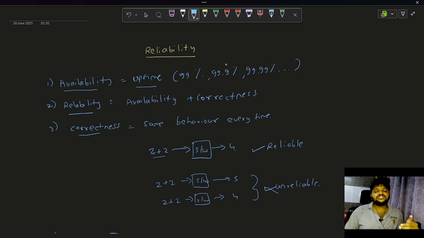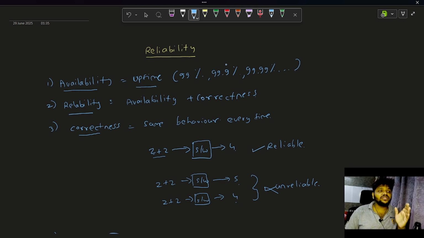But now let's go one step deeper. What is reliability? Reliability means the system should be available, but the system should be correct. Availability plus correctness. What exactly does correctness mean? Let's take this example. If I am sending 2 plus 2 as the request and the system is sending me 4, that is a reliable system. Assume a case. If I am sending 2 plus 2, once it is sending me 5, another time it is sending me 4, another time it is sending me 22, another time it is sending me 12. Does that mean it is a reliable system?